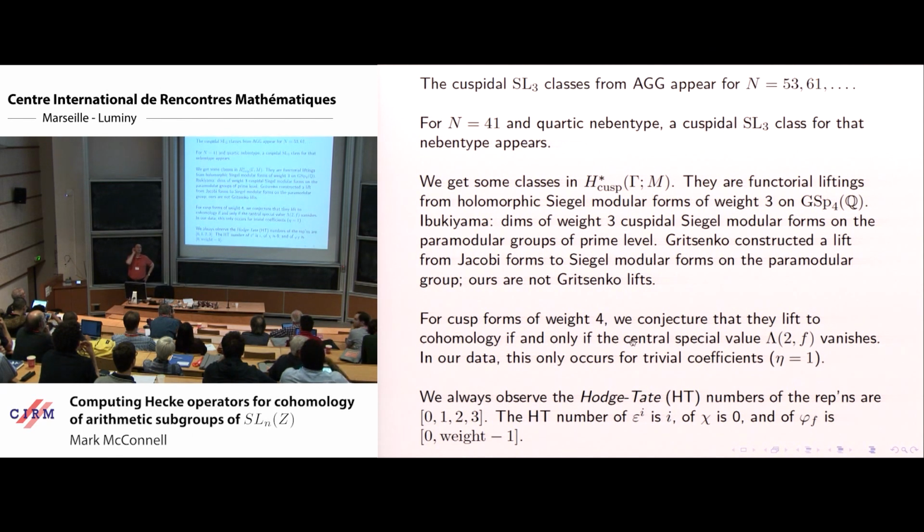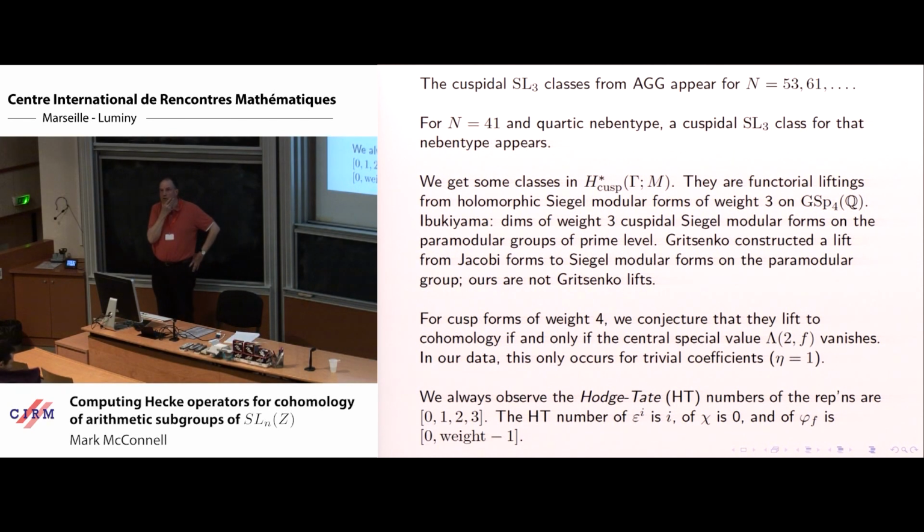I believe for us, I think that gamma was level 61 or 67, I'm afraid I don't remember which, and I think the Siegel modular forms were of a comparable prime level.